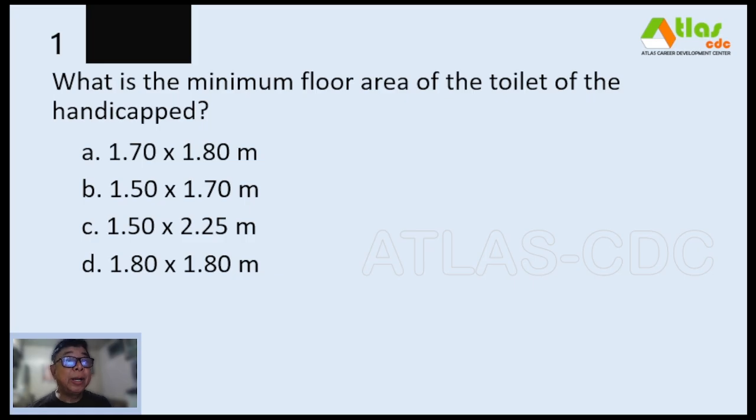Number 1. What is the minimum floor area of the toilet of the handicap? A. 1.7 by 1.8. B. 1.5 by 1.7 meters. C. 1.5 by 2.25 meters. And D. 1.8 by 1.8.